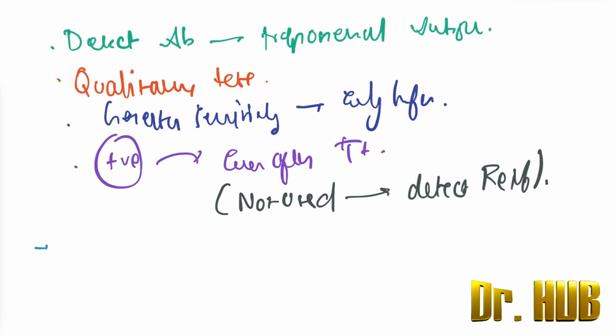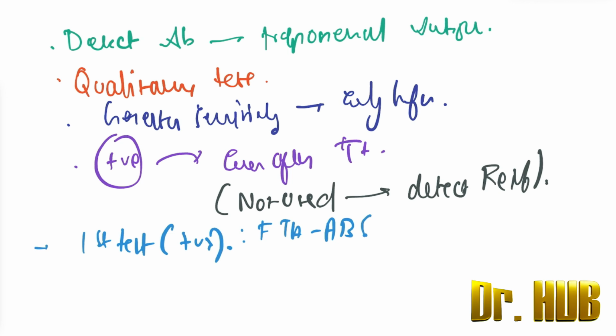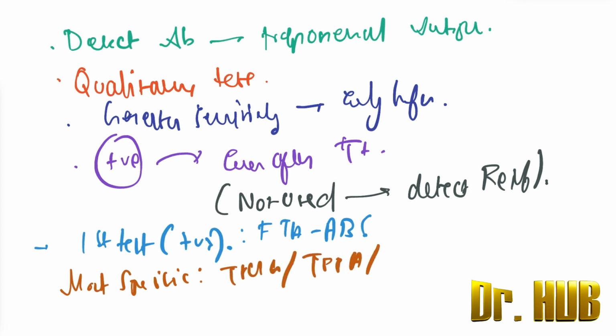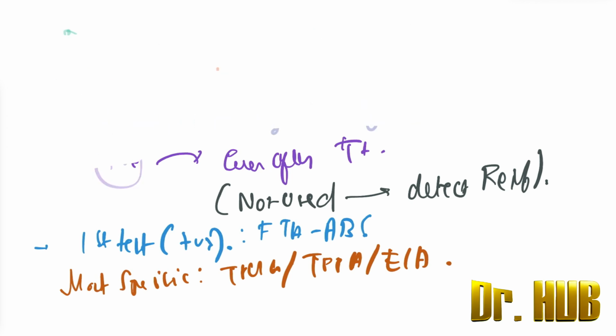The FTA-ABS is the first test to become positive, and the TPHA, the TPPA as well as the EIA are the most specific.